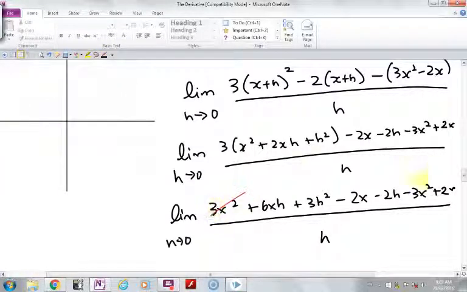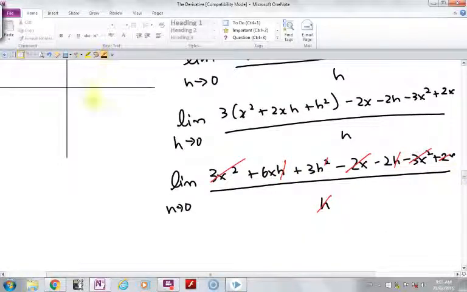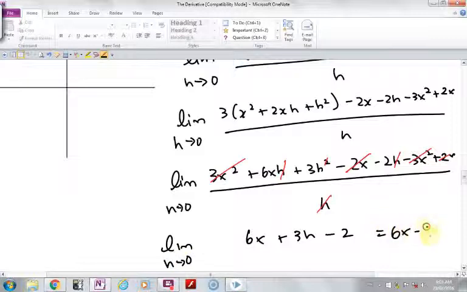All right, so the 3x squared and minus 3x squared are gone. The minus 2x and the plus 2x are gone. And then we're going to divide through by h everywhere. So we get 6x plus 3h minus 2. And we let h go to 0, and we get 6x minus 2.